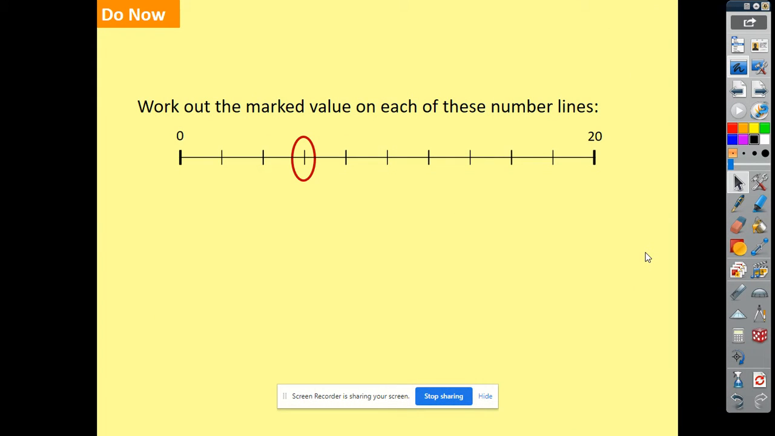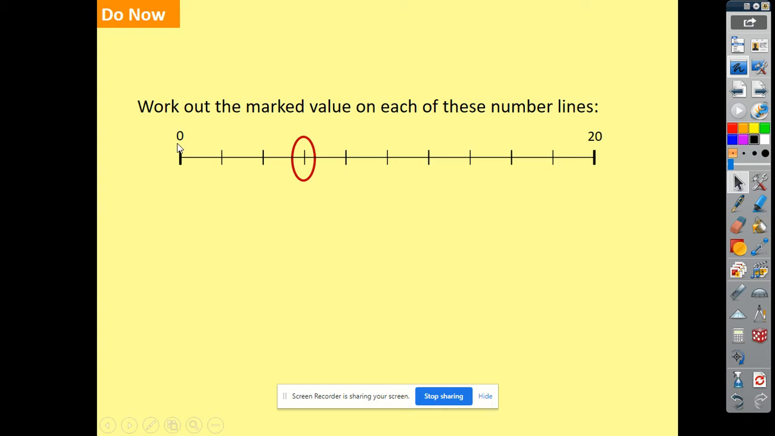We're going to move on to look at percentages this week, but before we do, I just want to recap a couple of things that we did earlier in the school year. So first of all, let's have a look at the number line on the board. How would you represent the section that has been circled? So looking at this bit here, how could you work out what that value is?